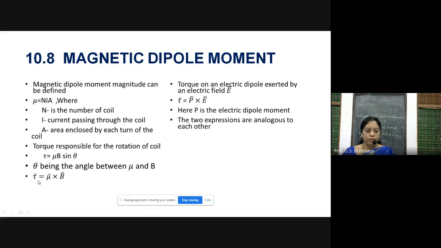Therefore, tau vector, that is a vector quantity, is equal to mu vector cross B vector. The torque on the electric dipole exerted by an electric field E vector is given by tau vector equal to P vector cross E vector. Here P is the electric dipole moment. Last year we have seen that. These two expressions for tau, this one for the magnetic field and this one for the electric field, are analogous to each other. You can see that.